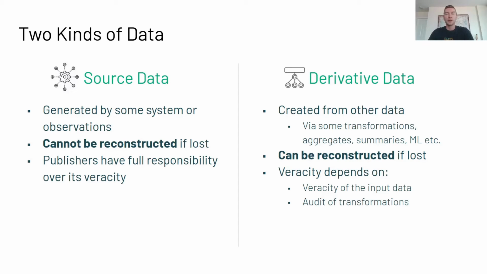It can be reconstructed if all of the transformations are deterministic. In this case, veracity depends on the veracity of the inputs, of course, and the audit of all the transformations to make sure that they're done in good faith.